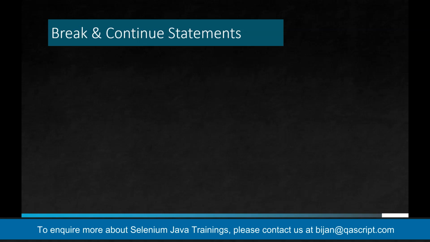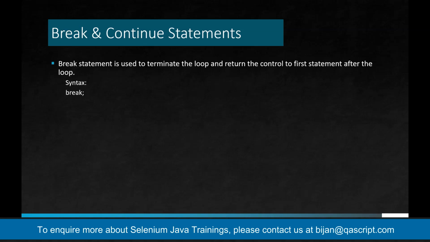So our last kind of control flow statement is the break and continue statements. Now the break statement, as the name suggests, is used to terminate the loop and return the control to the first statement after the loop. And the syntax is pretty simple. You just need to write break, and that will explicitly break or terminate the loop, even if your condition is not satisfied.